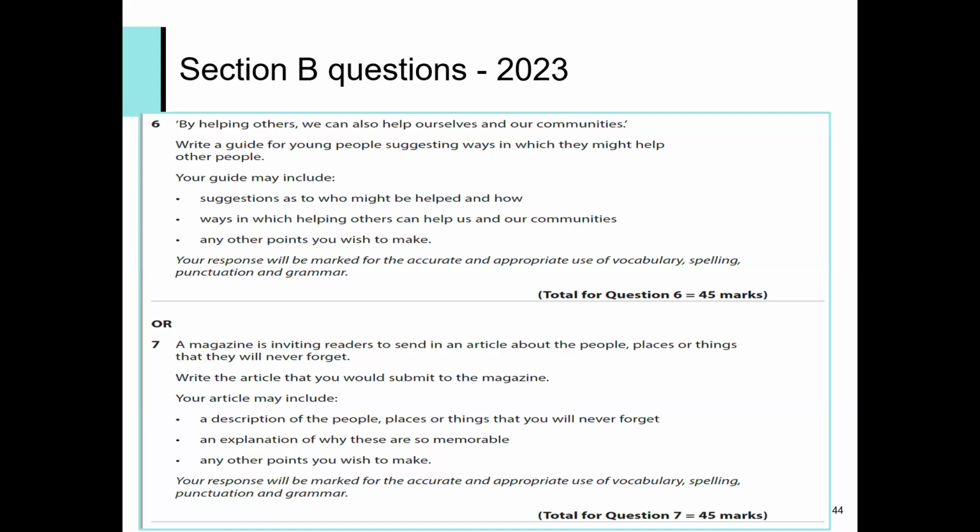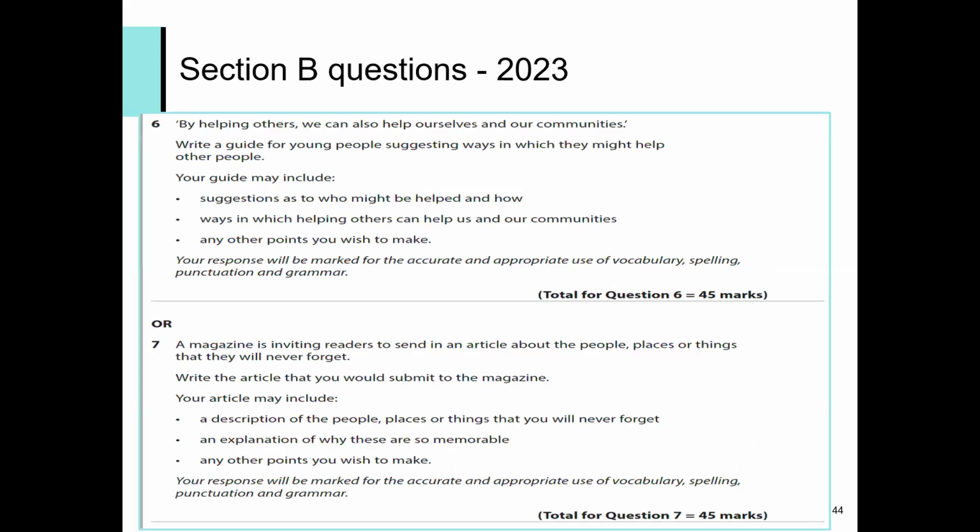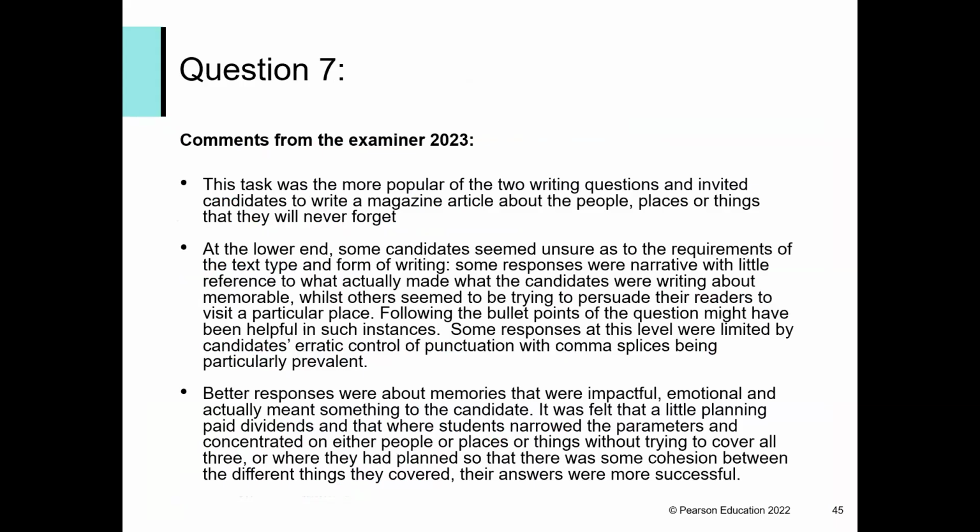So again, the principal examiner's points, a few of them, these are from the examiner reports. So we've chosen question 7 for today rather than question 6 because, I didn't go through question 7. A magazine is inviting readers to send in an article about people, places, or things that they will never forget. Write the article that you would submit to the magazine. Your article may include a description of people, places, or things you will never forget, an explanation of why they were so memorable, and any other points you wish to make.